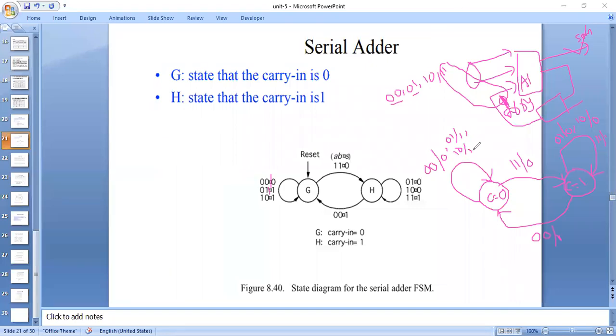So like that you have to draw the state diagram. Okay, so one state: since the previous carry was 0, we assume the present state is 0, and the other we assume the present state is 1. This is the state diagram of the Mealy type serial adder. And from this state diagram you have to draw the state table.